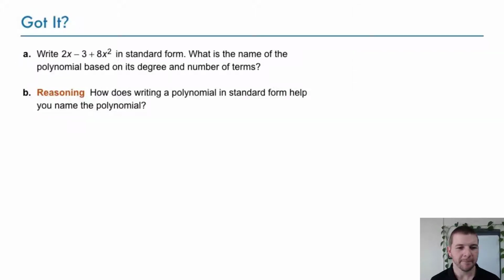Your turn. Part A. Write 2x minus 3 plus 8x squared in standard form. What is the name of the polynomial based on its degree and number of terms? And part B, a reasoning item. How does writing a polynomial in standard form help you to name the polynomial?